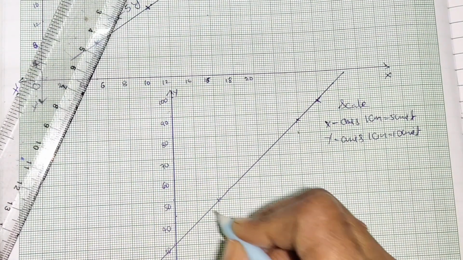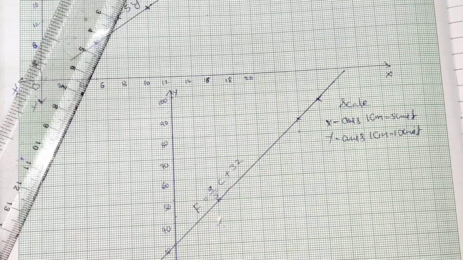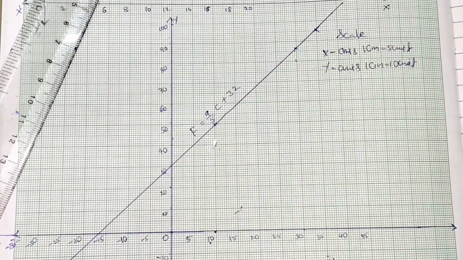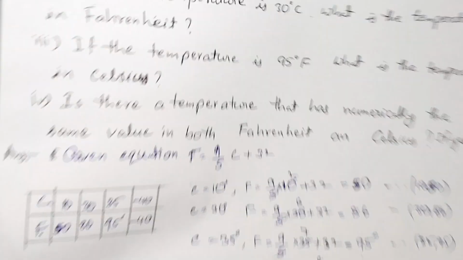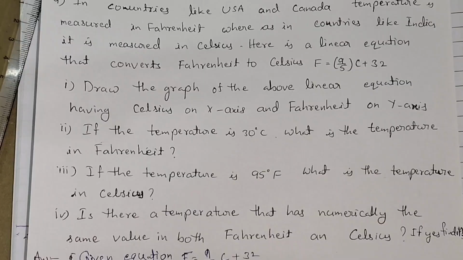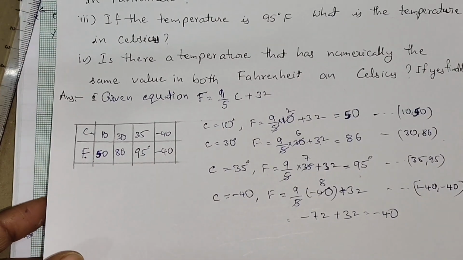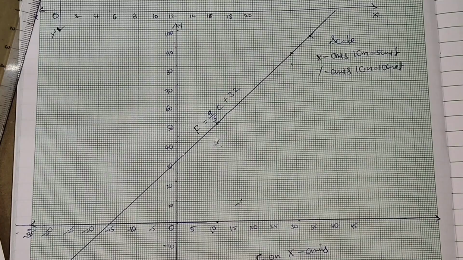So now this line is F equal to 9 by 5 C plus 32. So this is the line. This is the answer to the 9th one. So this is the 9th question, after completing its solution. Next, the graph for the 9th one is shown below.